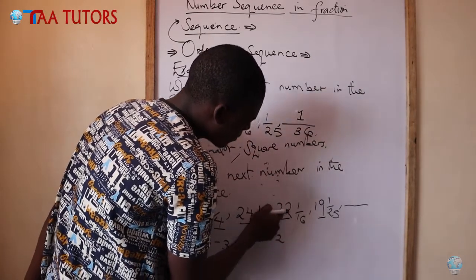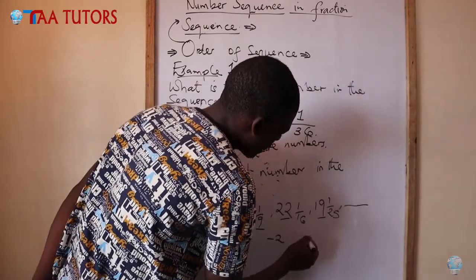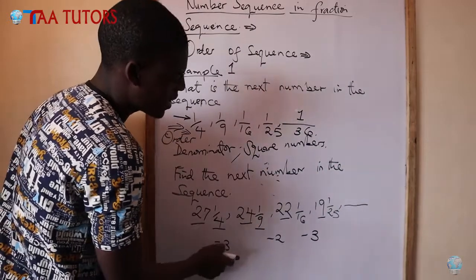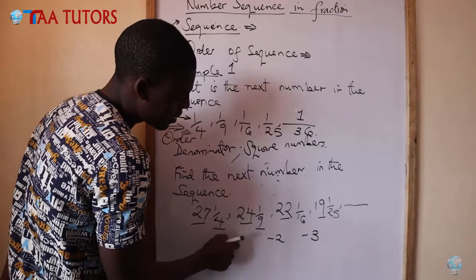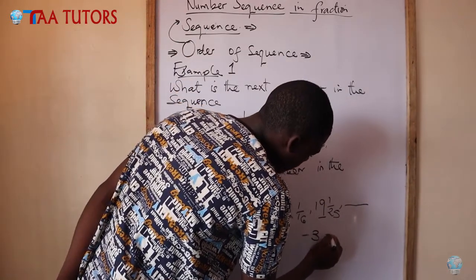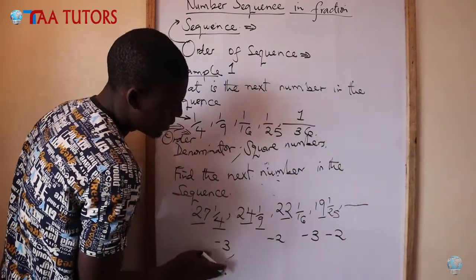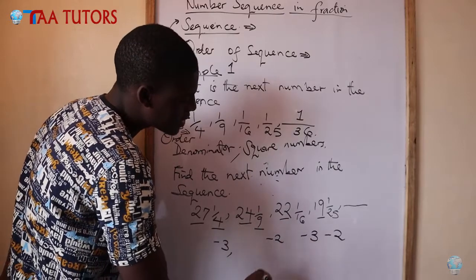Then again from 22 to 19, we are supposed to subtract 3. So we can see the pattern down here for the whole numbers. We are reducing by 3 first, then 2, then 3 again. Possibly the next one should reduce by 2, because that is the pattern. We first reduce by 3, then 2, and it is alternating.